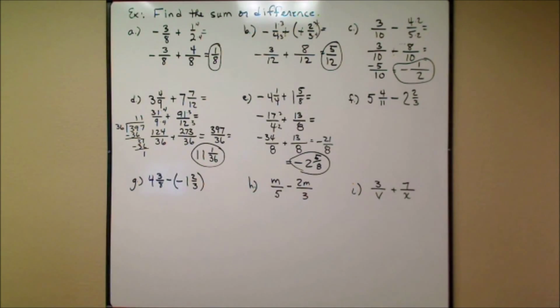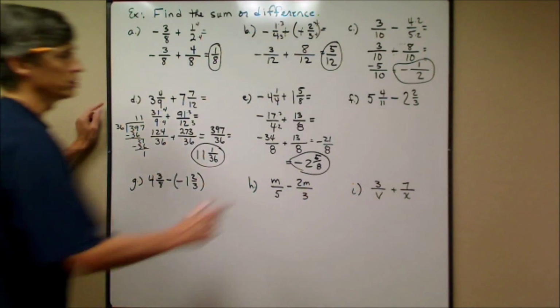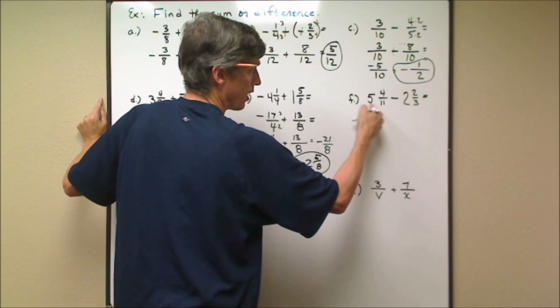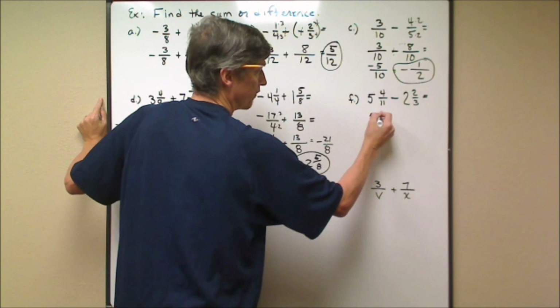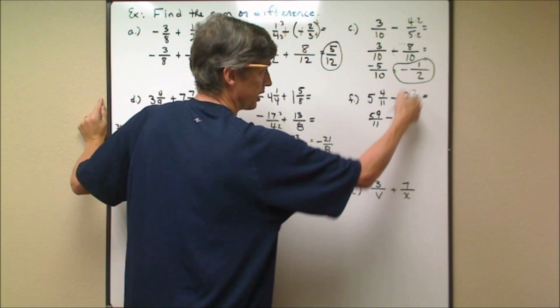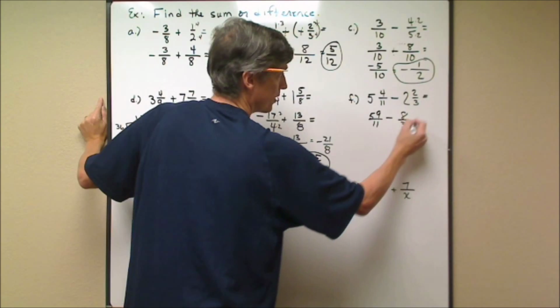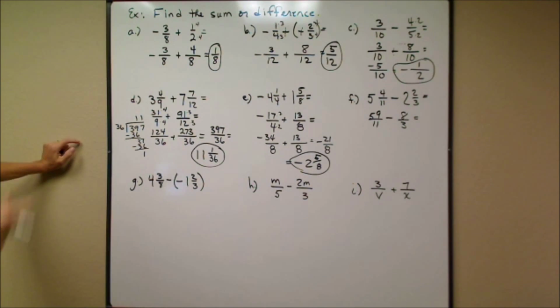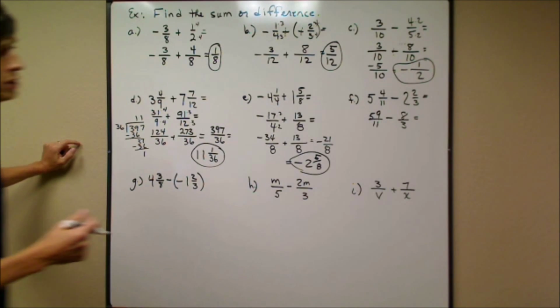All right, 5 and 4/11 minus 2 and 2/3. This looks pretty calm. I'm going to change both of these. 11 times 5, 55 plus 4 is 59 over 11. Minus 3 times 2 is 6, plus 2 is 8 over 3. Well, my LCD is going to be 33. 11 and 3 are relatively prime numbers, so their product is your LCD.